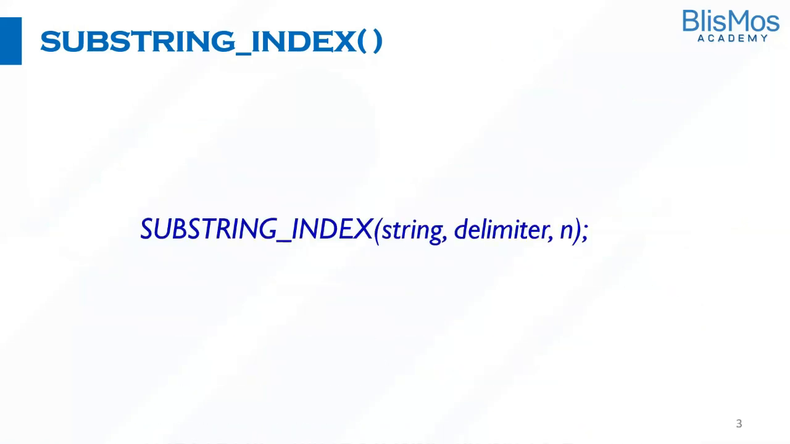What is the syntax for this? The substring index function takes three arguments: 1, 2, 3. The first one is the string itself. The second one is a delimiter. The third one is the number of times to search for the delimiter. How many times this delimiter needs to occur in the string that we are trying to extract is mentioned as part of the third argument.